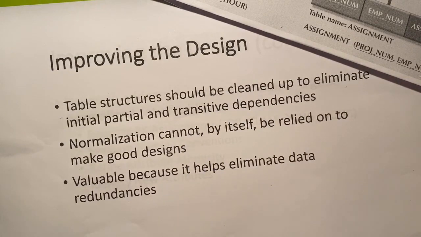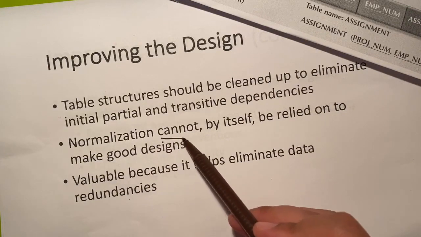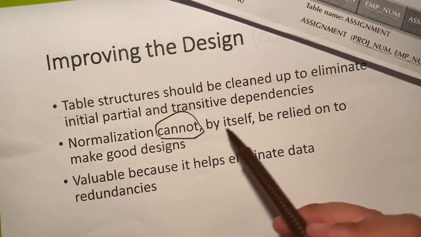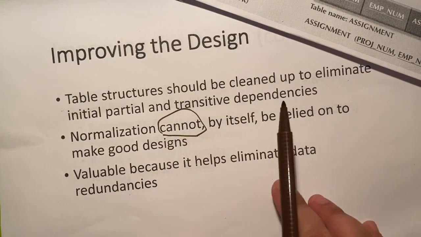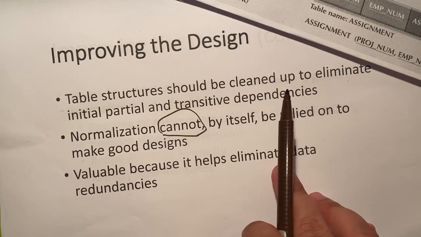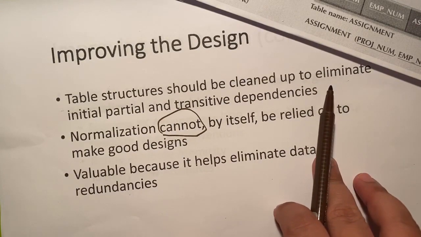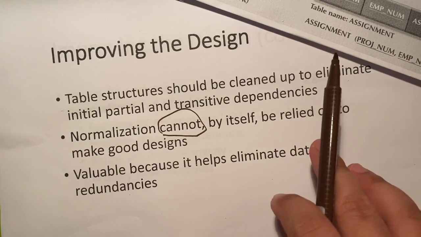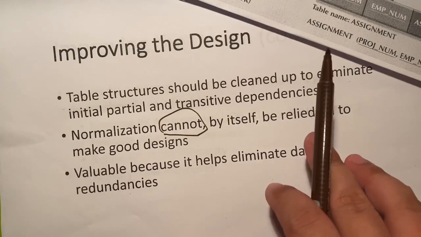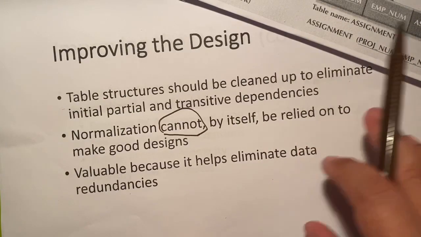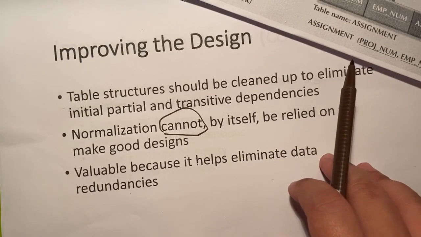And then this one is important. You have to remember normalization by itself you cannot rely on it to make good design, right? Normalization is basically one of the steps during the database design process. You still need to apply your knowledge on good database design, your knowledge on how to choose a good primary key, your knowledge on how to build relationships between tables in order to improve your normalization design.